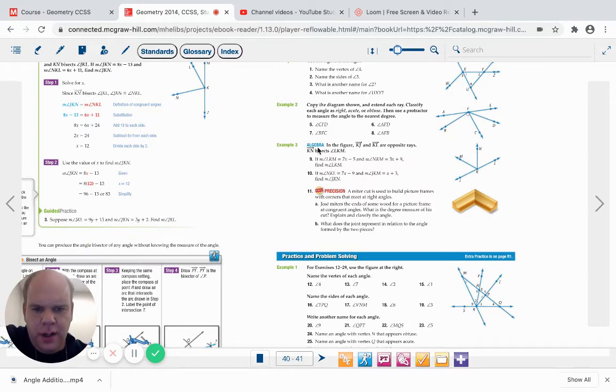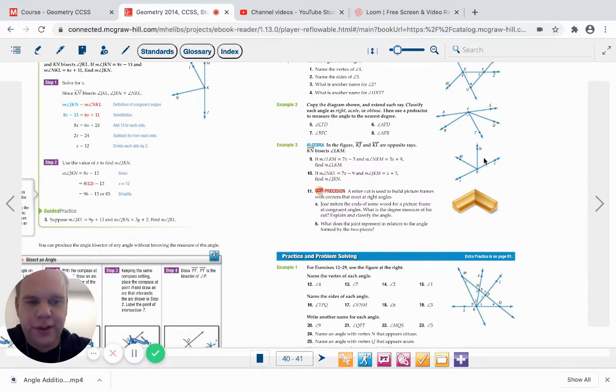KN, which is this ray right here from K to N past it, bisects angle LKM. So bisects means that it cuts this angle directly in half. That means half is MKN and the other half is NKL. So this is half and this is half of the full angle. But since they're both halves, that means they're equal. So this angle right here is equal to this angle right here.